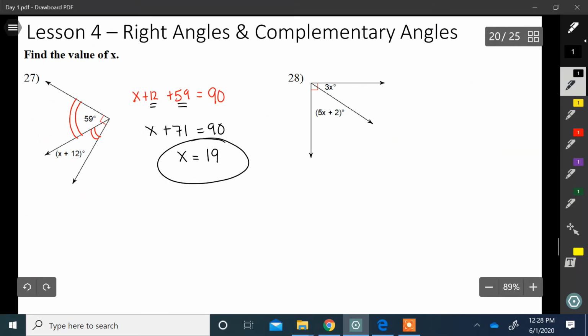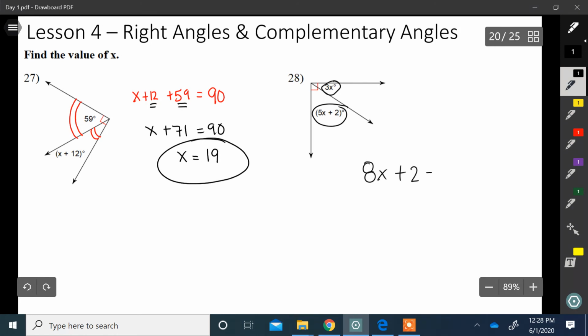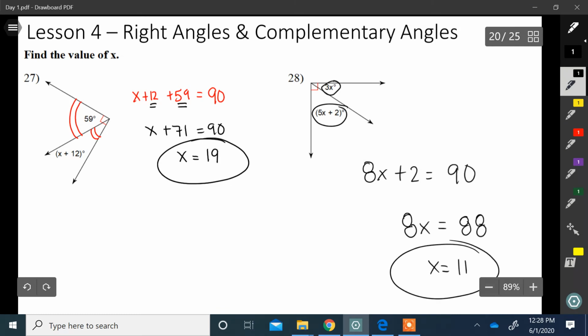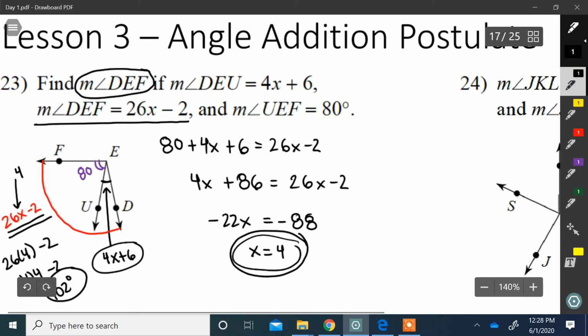Same idea with this one. We know that this plus this has to add up to 90 degrees. So 3x plus 5x is 8x, plus 2 is equal to 90 degrees. If I subtract 2 on both sides, I'm going to get 88. That means that x is equal to 11. So that's a little bit easier than this right here, but this is not too complicated.